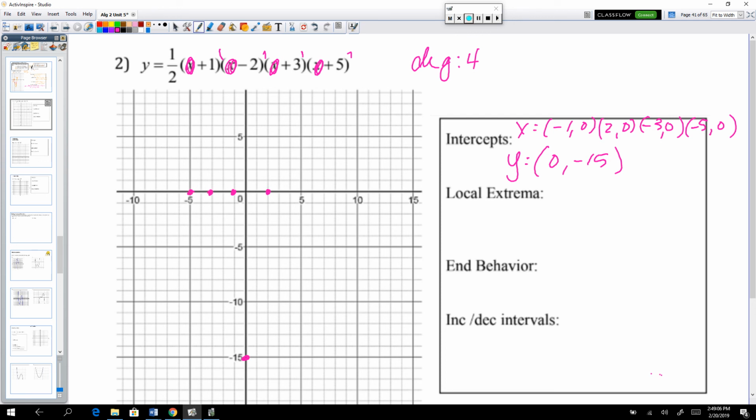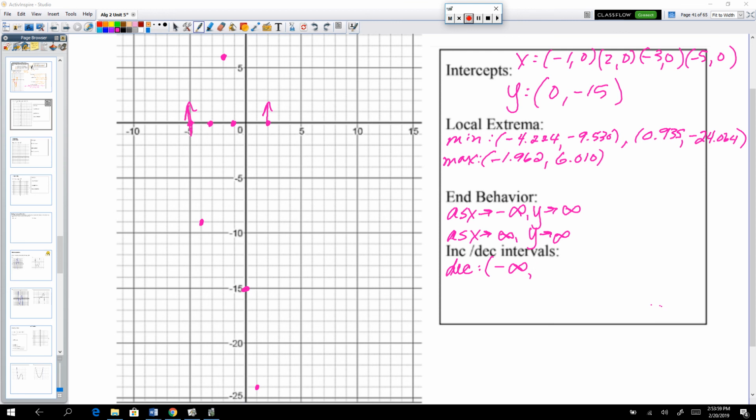Now, like I said, go ahead and pause the video, go ahead and pull your local extrema, and then when you're finished documenting those maxes and mins, check that against this video when you restart. Okay, so hopefully you've had a chance to do that. You documented your first min here at -4.224, -9.530, and so you know this comes down and bottoms out here. And then it comes back up and crosses through this 0 here and tops out at the max of -1.962, 6.010.